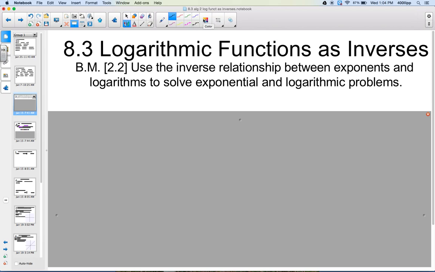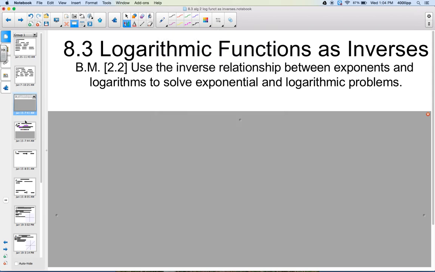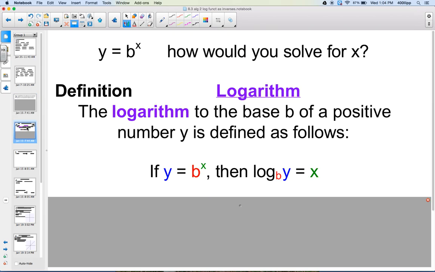Okay, today we're going over 8.3 logarithmic functions as inverses. So let's take a look at a couple things here. First thing we're going to learn is how to convert it, and we need to know what it's going to look like as an exponential form, and then what it will look like as logarithmic form.